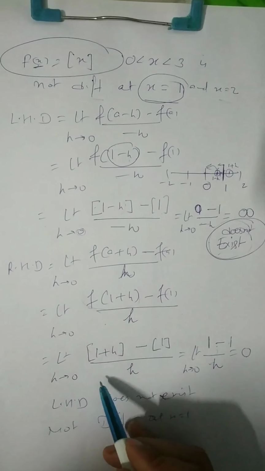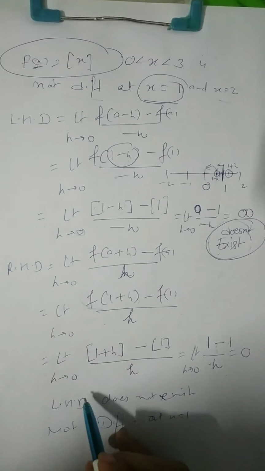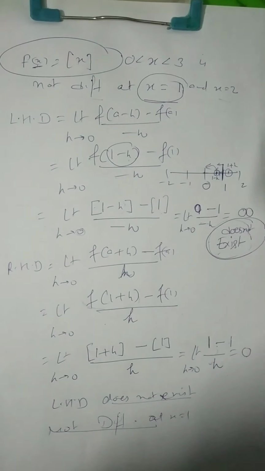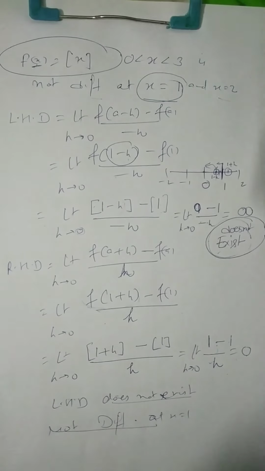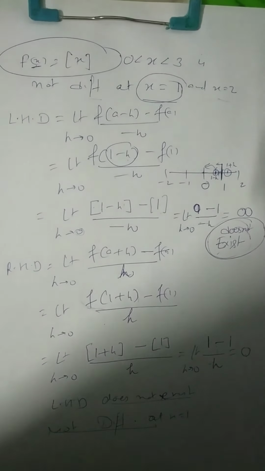So the left hand derivative is infinity and the right hand derivative is 0. Both are not equal, or you can say the left hand derivative does not exist. That also gives us the result that the function is not differentiable, because for differentiability we need both the left hand as well as the right hand derivative to exist and be equal.